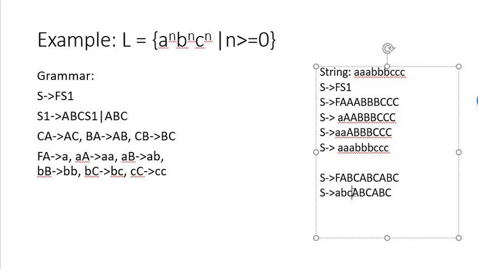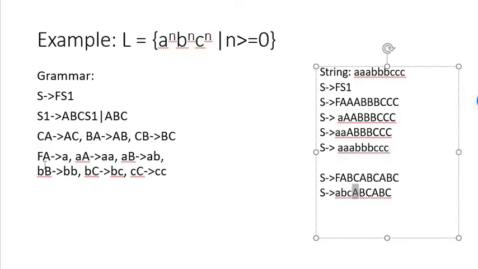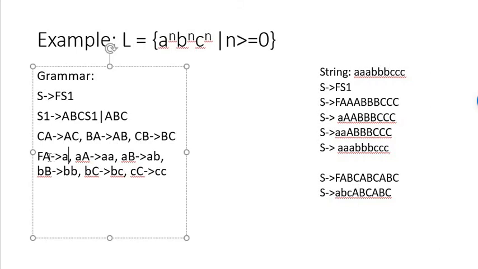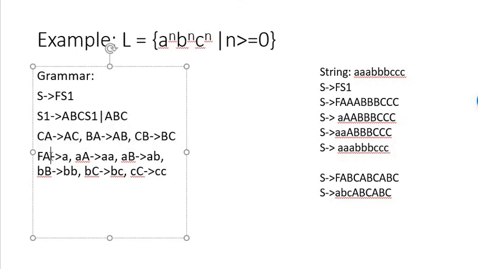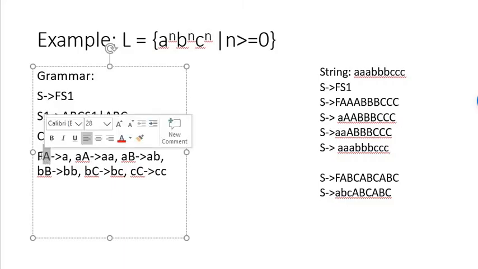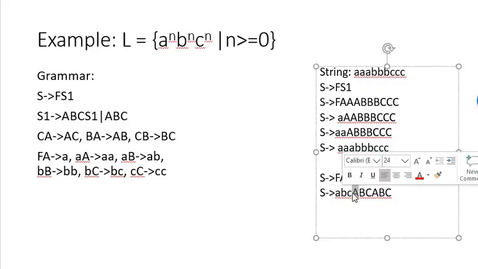Will it be able to proceed further? Can this non-terminal A be replaced by small a? No, it cannot be replaced. Why? Because here we have written this production. What does this production say? If the left context of non-terminal A is F, meaning if there is non-terminal F to the left of non-terminal A, then and only then it should be replaced by small a. But here, to the left of this capital A there is no capital F.